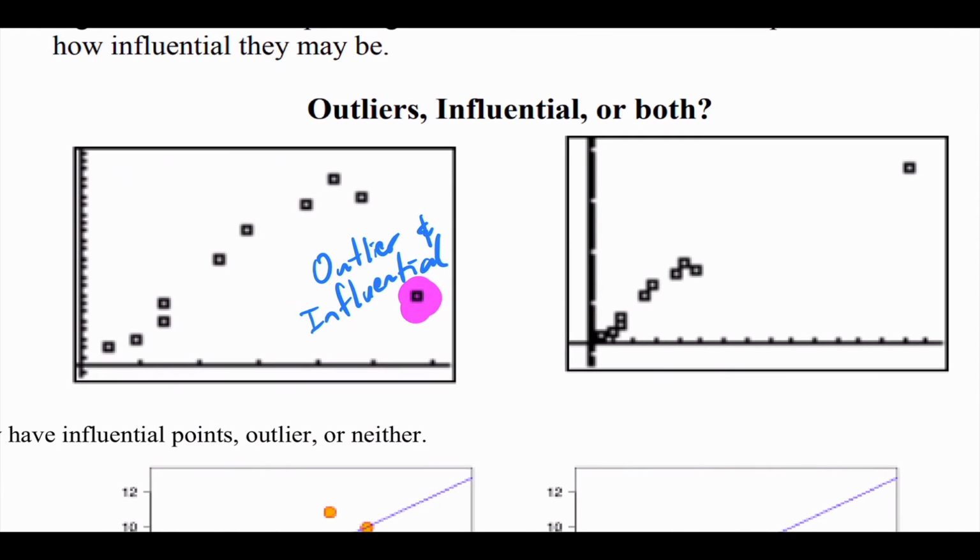Now look at the second one. Well, obviously the guy that stands out is this guy over here, right? That guy that stands over there. Would that be an outlier? Would that be an influential? Or would that be neither? That's my question.